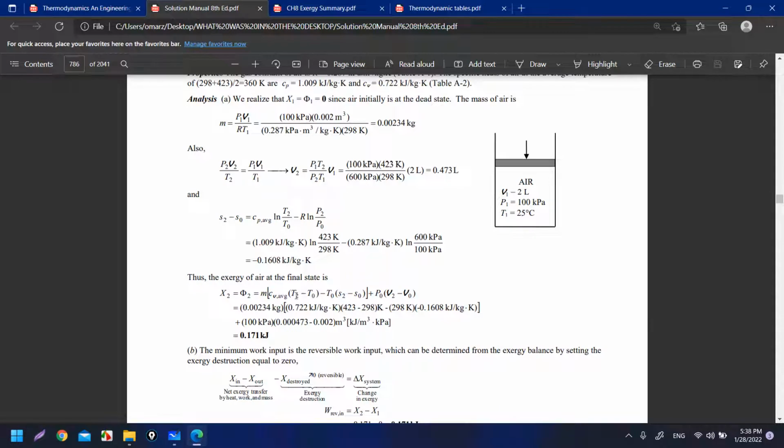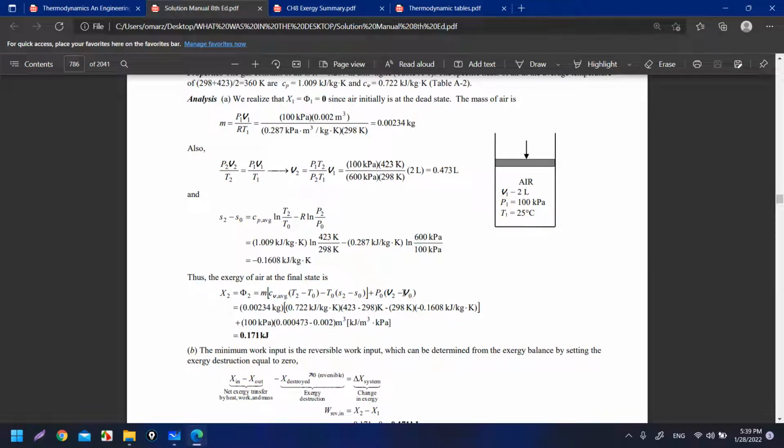When he substituted in this equation, he took the V naught, V2 minus V naught as alone. He didn't multiply it by the mass, only multiplied the difference in internal energy and S2 minus S naught by the mass, and kept this in meter cubed. V2 and V is capital, so they are in meter cubed.